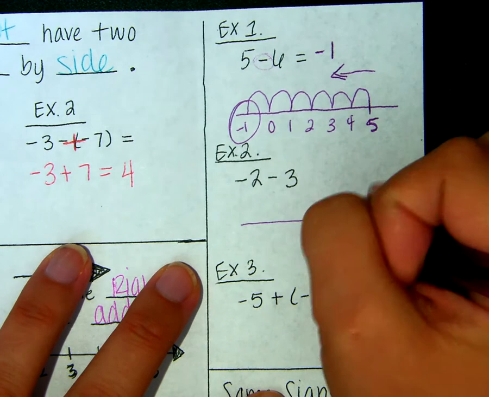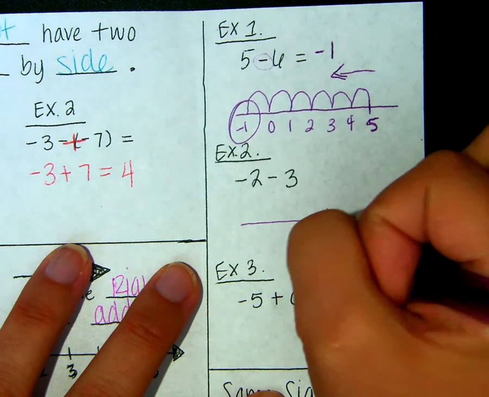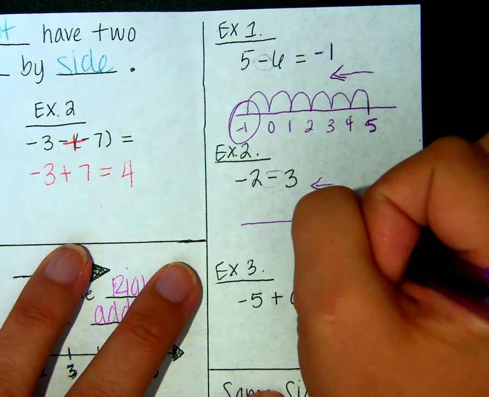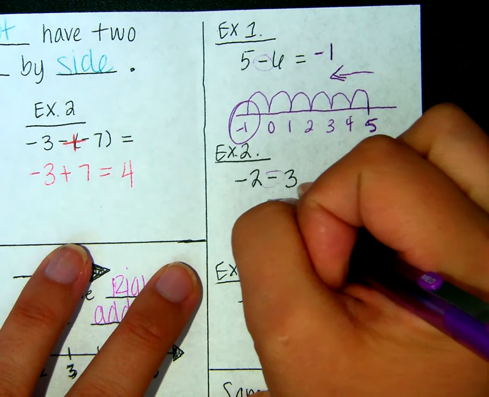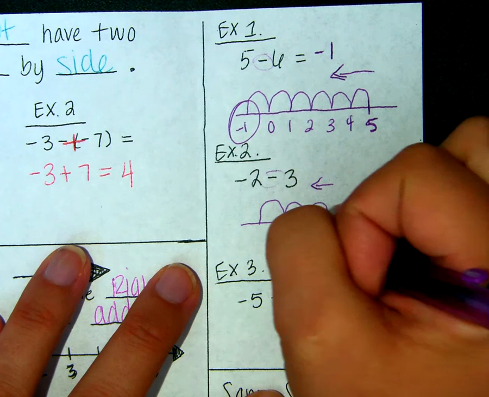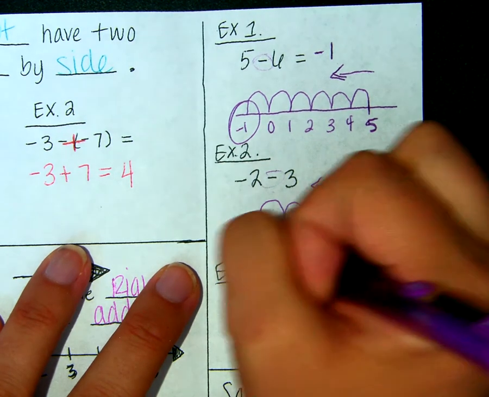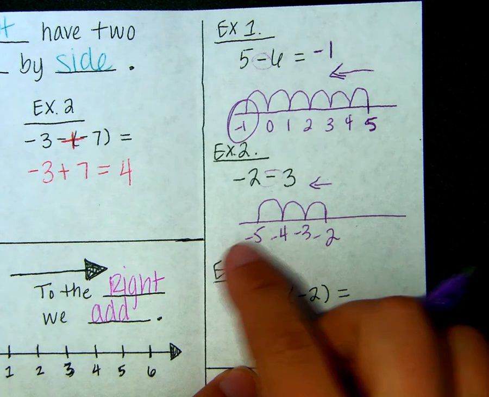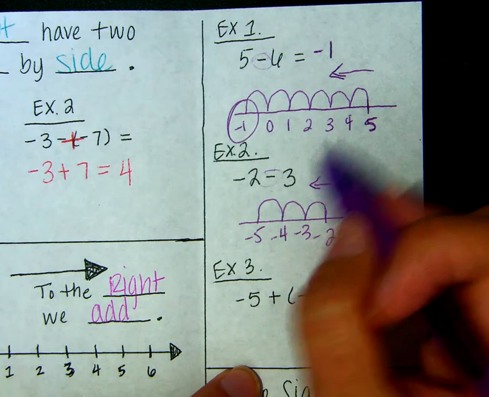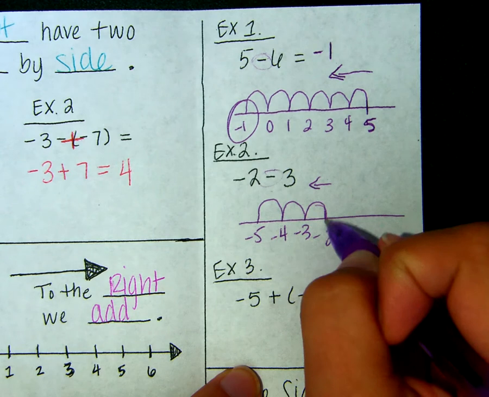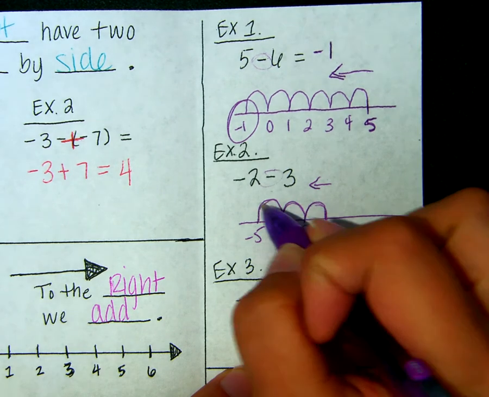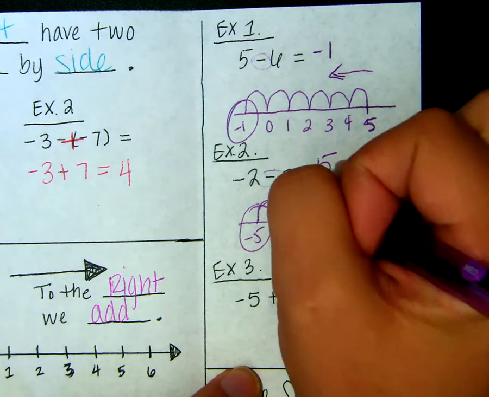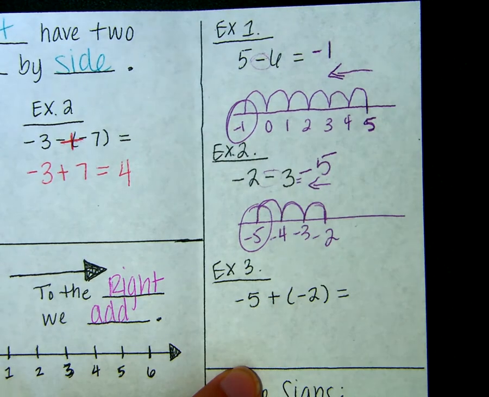Negative 2 minus 3. If you start at negative 2, it's minus, so we're moving to the left. 1, 2, 3. Remember, on your number line, your negative numbers get bigger as the value is less or gets smaller. So negative 2 minus 3 is negative 5. I guess I left out the equal sign there.